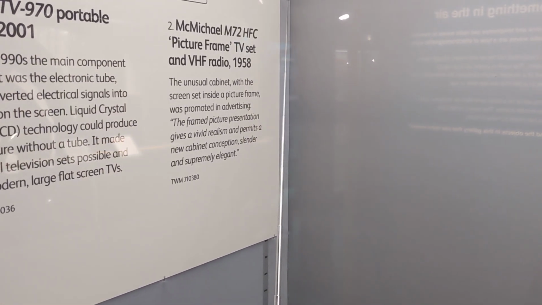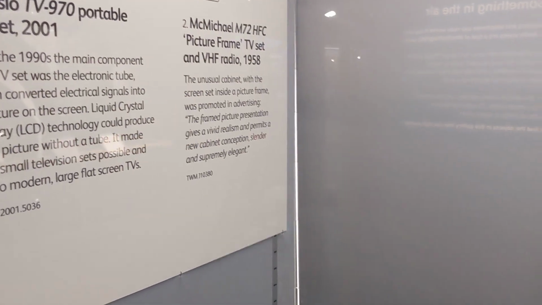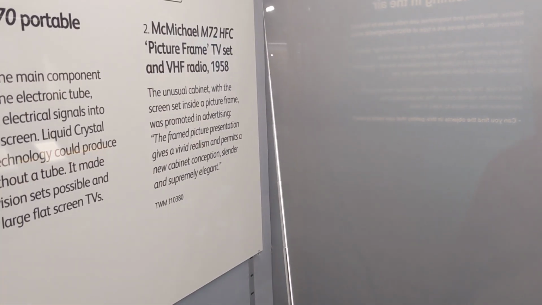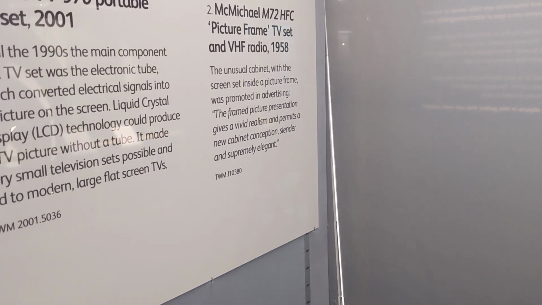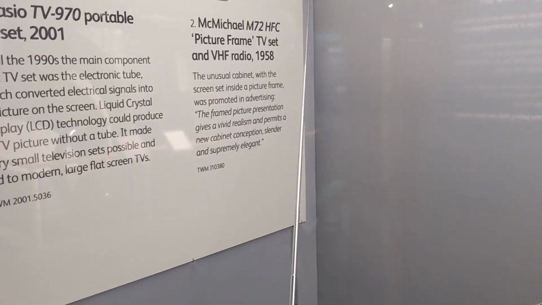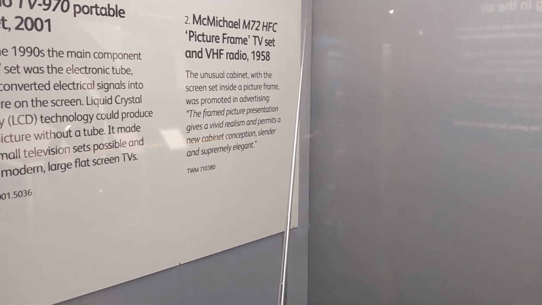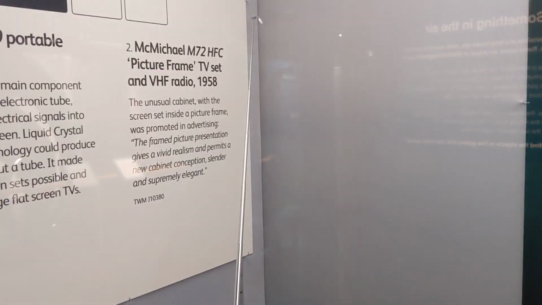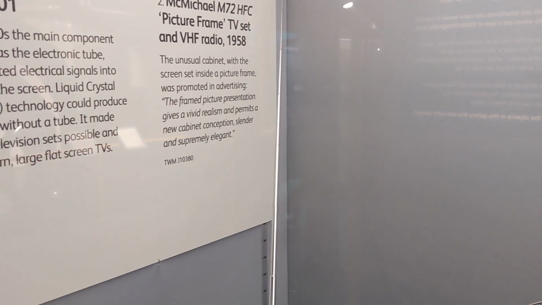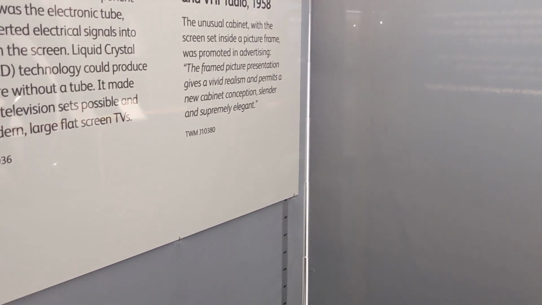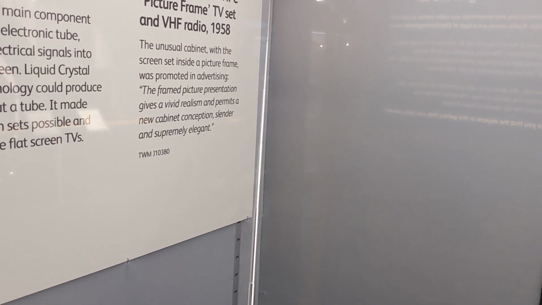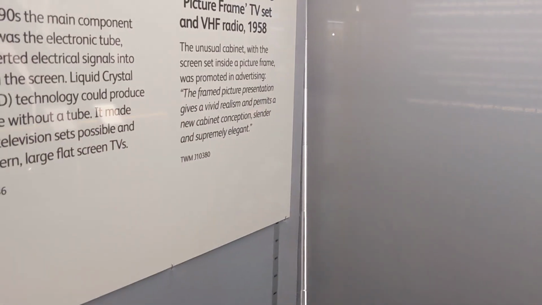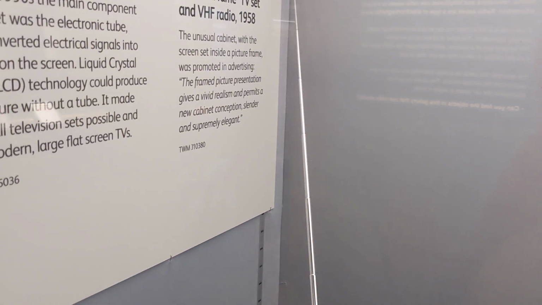Michael M72 HFC picture frame TV set and VHF radio, 1958. The unusual cabinet with the screen set into a picture frame was promoted in advertising. The framed picture presentation gives a vivid realism and permits a new cabinet conception, slender and supremely elegant.